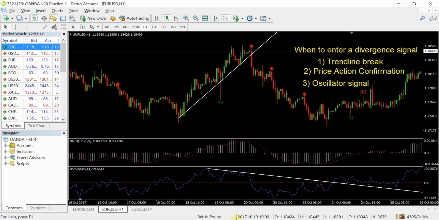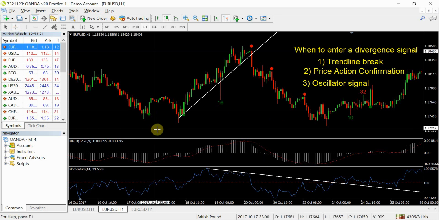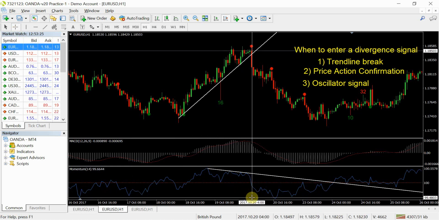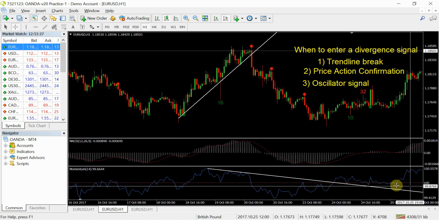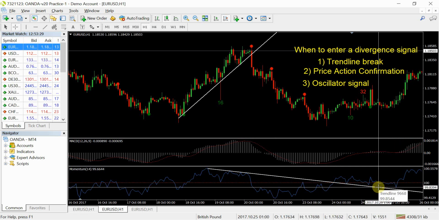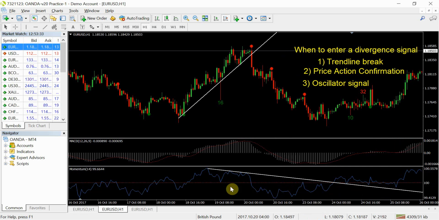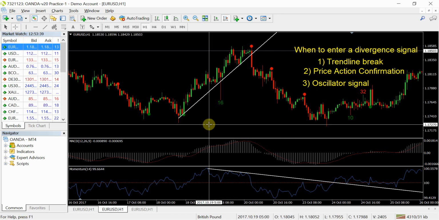So I've got two oscillators here. So there's two ways you can do it. The first way is using the momentum, and when price breaks through the 0 line or the 100 line in the default setting of the momentum indicator. You sometimes get custom indicators with momentum with the 0 line. If you're using the standard MT4 momentum indicator, just draw a level at 100.